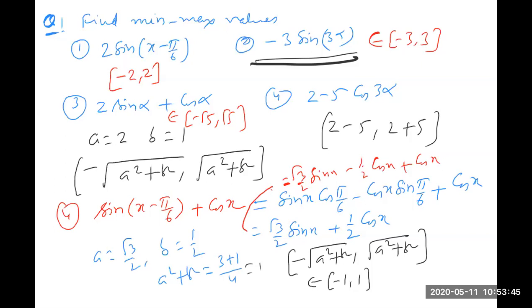So from this, I'm writing this step: under root 3 upon 2 sin x plus 1 upon 2 cos x. So the coefficient of sin x and coefficient of cos x are a and b. So under root a square plus b square is 3 upon 4 plus 1 upon 4, which is equal to 4 upon 4, equal to 1. So the range is minus under root a square plus b square to under root a square plus b square. So minus 1 to 1.